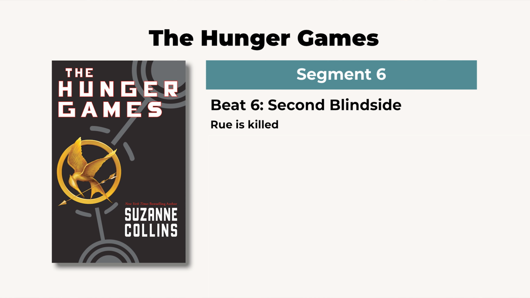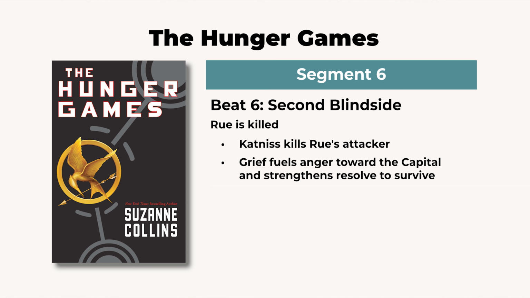In The Hunger Games, Rue is killed by a spear. Katniss avenges her by killing the attacker. Her grief fuels her anger toward the Capitol and strengthens her resolve to survive, not just for herself, but to defy the system. She is beginning to feel her power. The Capitol suddenly changes the rules. If the two last survivors are from the same district, they both win.